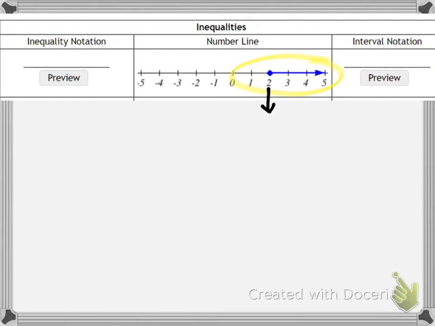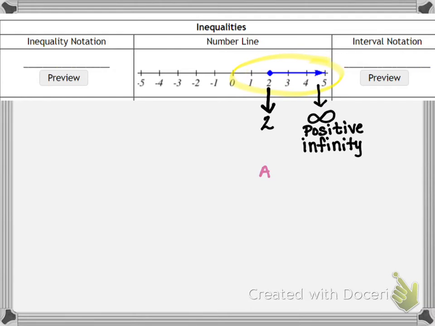So when you're trying to figure out your inequality notation and your interval notation, you want to look at what's on the left side of the shaded part of your number line, and then you want to look at what's on the right side of the shaded part of your number line. So on the left side of my shaded part, I'm starting at the number 2. On the right side, I see that the shaded part has an arrow which points to the right, which means I'm going all the way towards the number positive infinity. So there's the symbol for positive infinity.